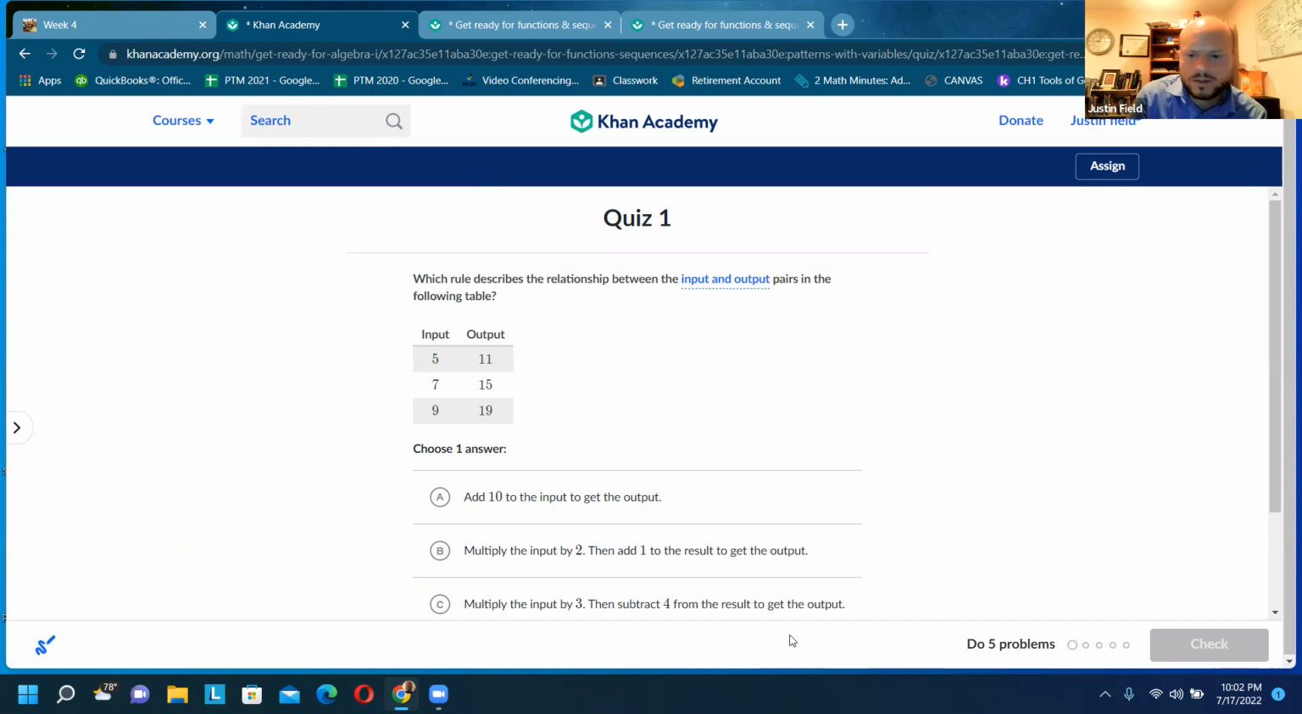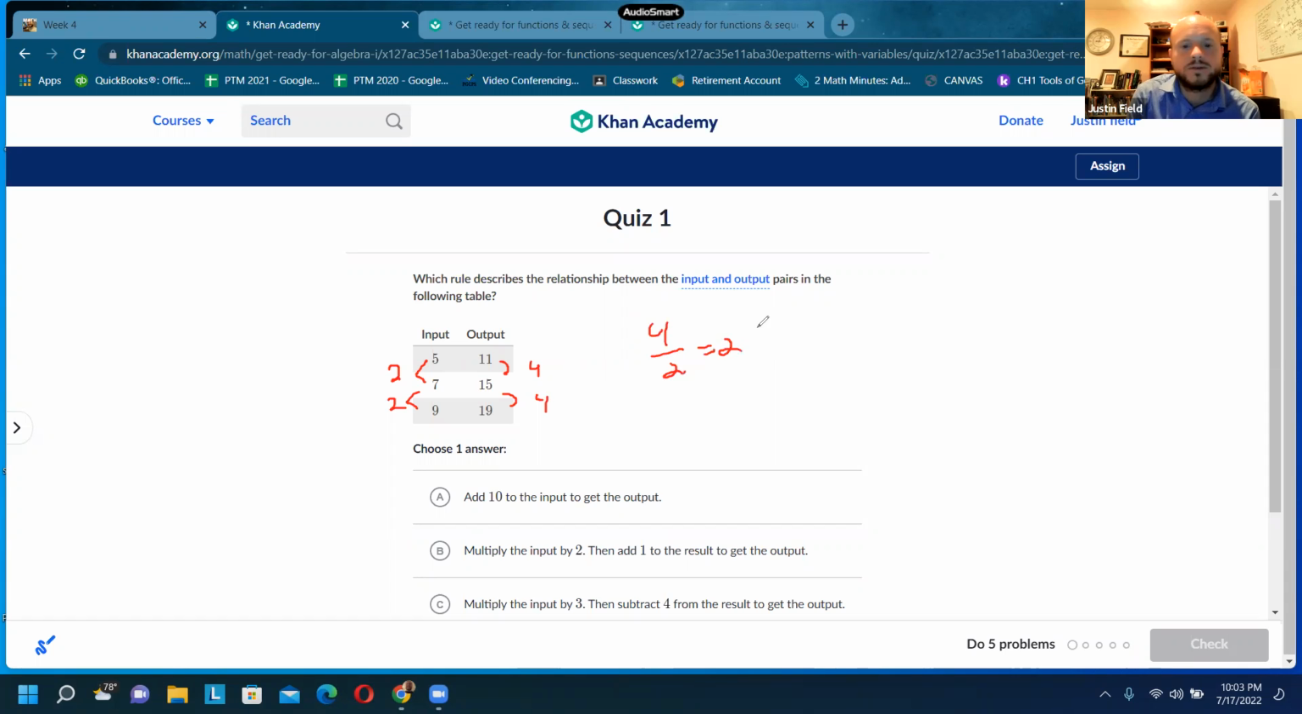So let's look at it like this. The change here is 2. The change here is 4. Okay, so the slope is 4 over 2, which is 2. That's the slope.